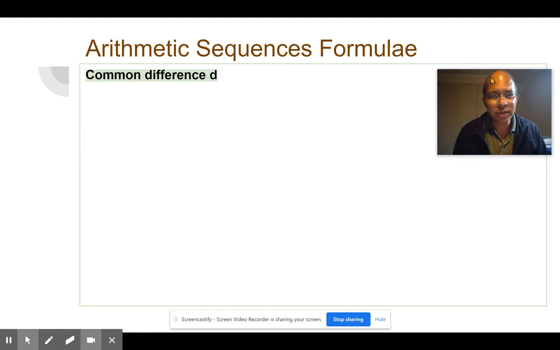One is the common difference, which is simply the nth term minus the n minus 1th term. So you take any term in the sequence, subtract the previous term to get the common difference.